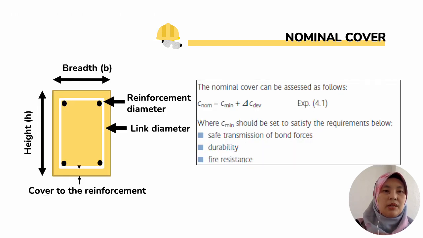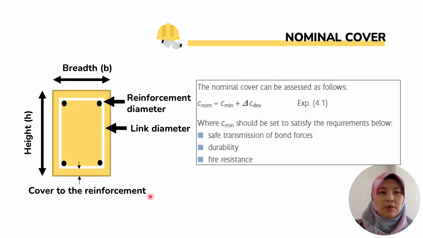And as for the nominal cover, this is the equation that we will be using, which is stated in Eurocode 2. We have C nominal, which equals C minimum plus C deviation, whereas the C minimum should be set to satisfy these requirements: the safe transmission of bond forces, the durability, and also the fire resistance.